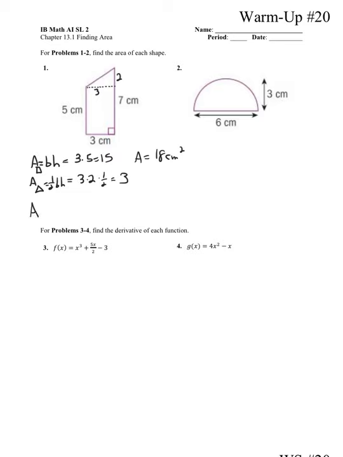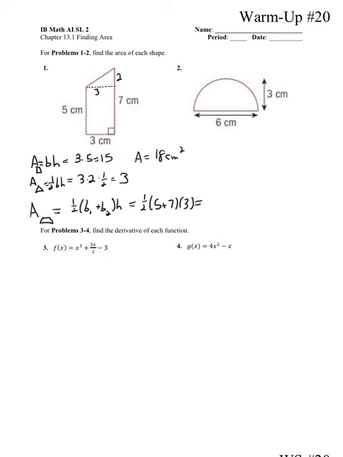Another way you could do it is you can do the area of a trapezoid formula, which is adding the two bases together, base 1 plus base 2, and you do 1/2 of that times height. That's another way you could do this area formula. Either one's going to work. They should both give you that answer of 18. In this case, the bases are 5 plus 7, and then the height is 3.